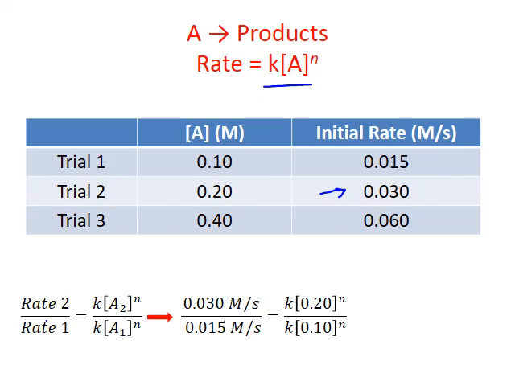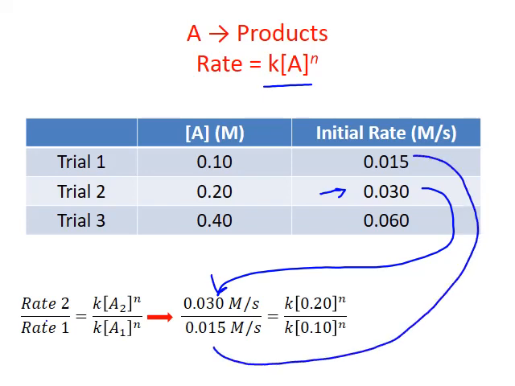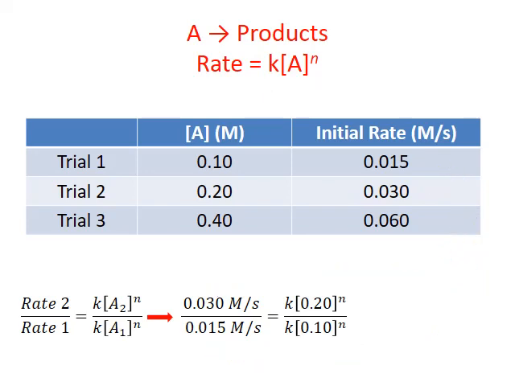So this becomes our initial rate for trial 2 over our initial rate for trial 1 on the left-hand side. And on the right-hand side, we still have k. We haven't determined what that value is yet, so we leave it as k. But we do substitute in our concentrations for trial 2 and the concentration for trial 1. And we leave n as a variable because we haven't yet determined what that exponent is going to be.